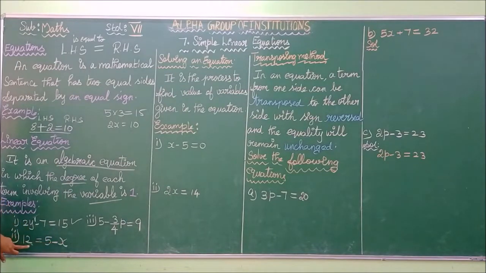And among the equation, which is the variable? x is the variable. What is the power of x? 1. So we can call this equation a linear equation.